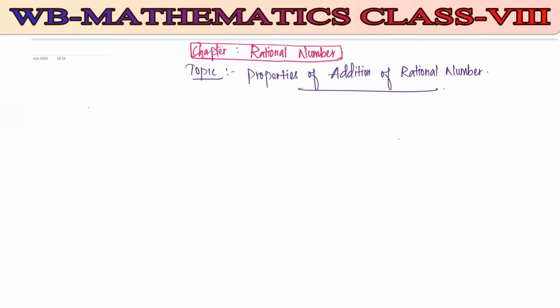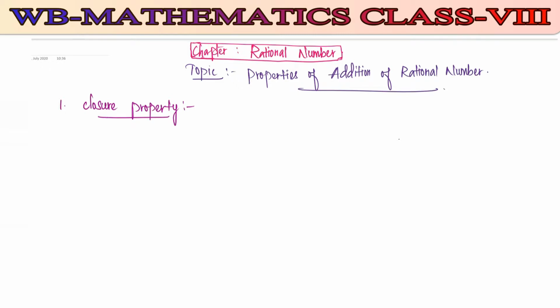Today's session we are going to discuss the chapter rational numbers, topic properties of rational numbers. Here we are going to look into 5 properties. The first property we have here is closure property.